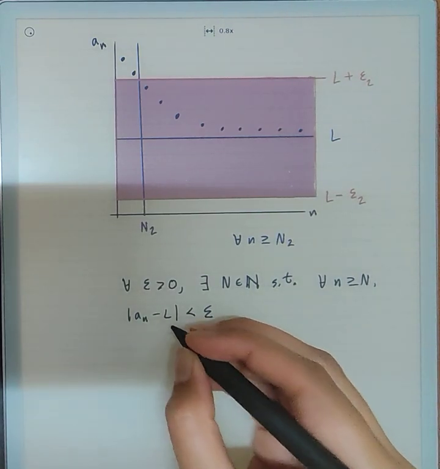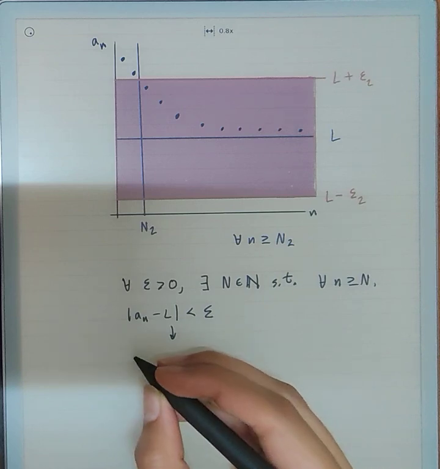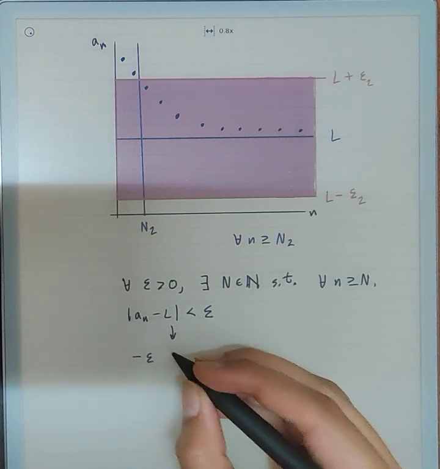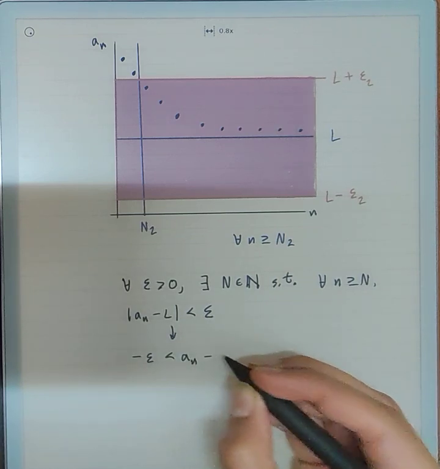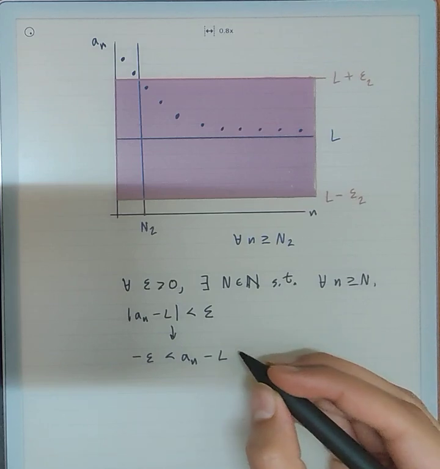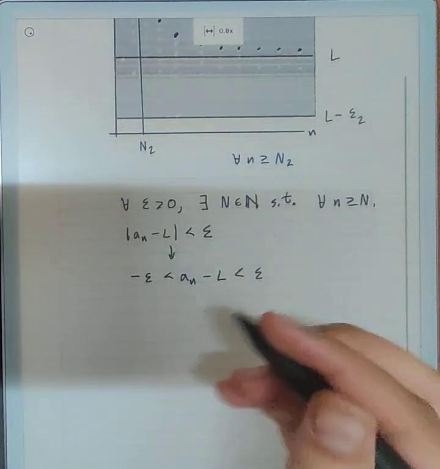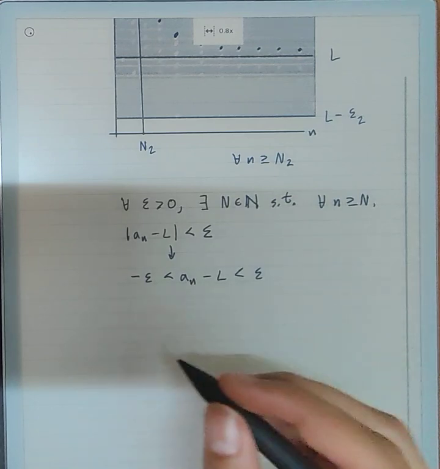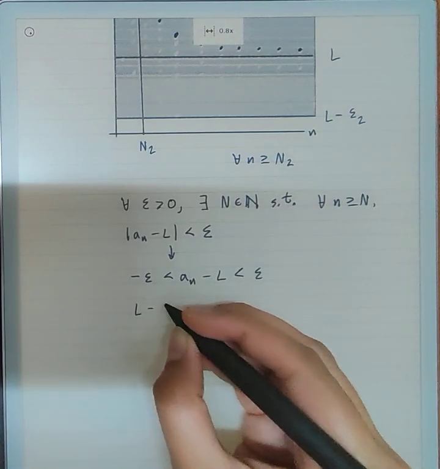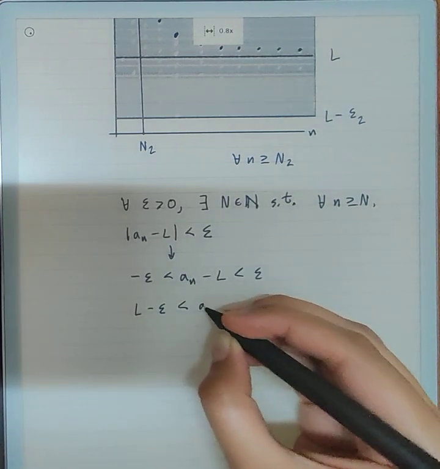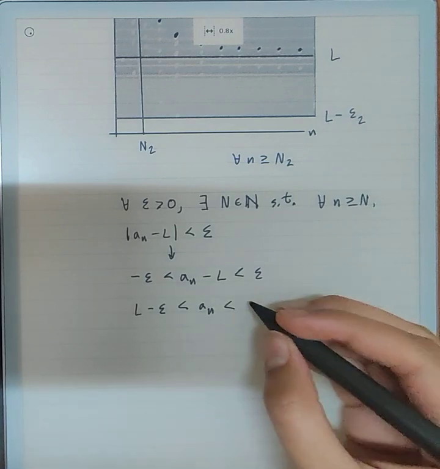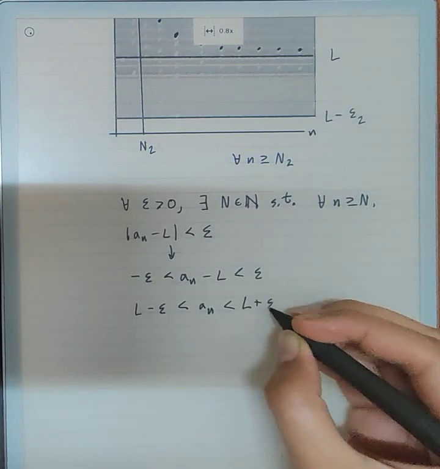So basically, if I simplify this inequality, we'll get something like this. We'll get the absolute value of a_n minus L less than epsilon. And if I add my L to both sides now, I'll get L minus epsilon is less than a_n, which is less than L plus epsilon.